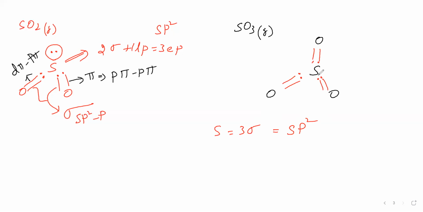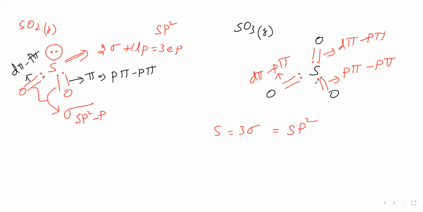Here, in this sulfur, the valence shell has 3 p orbitals. Out of 3, 2 have gone for hybridization. The remaining one is given for pi bonding. Oxygen will always give a p orbital for pi bonding. Then sulfur gives a d orbital for pi bonding here. Here also a d orbital for pi bonding.